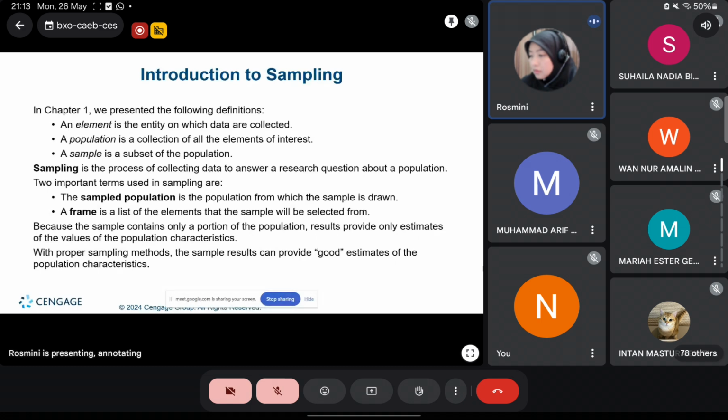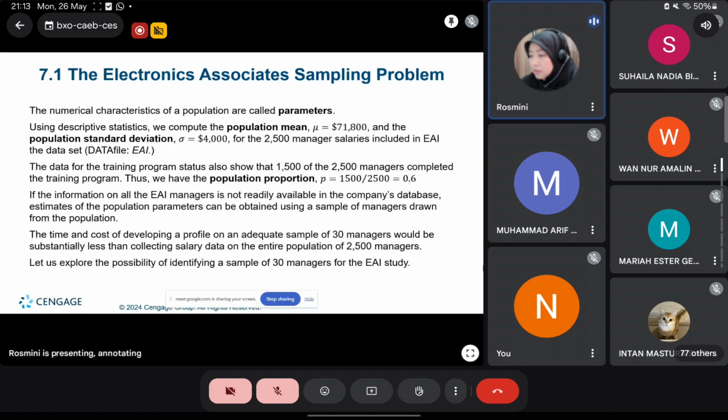Okay, so we have two important terms in sampling, which are sample and population, meaning that the sample is taken from the population, and a frame. A frame is a list of elements that the sample will be selected from. So we have a list of these elements, and how are we going to select them? Okay, next.